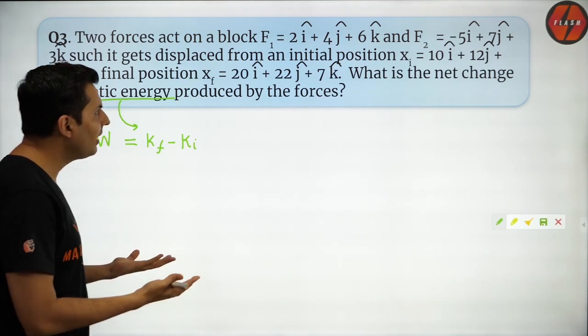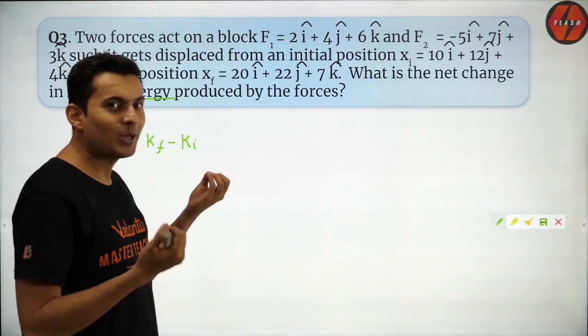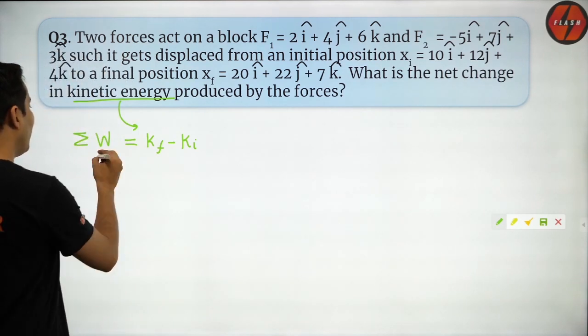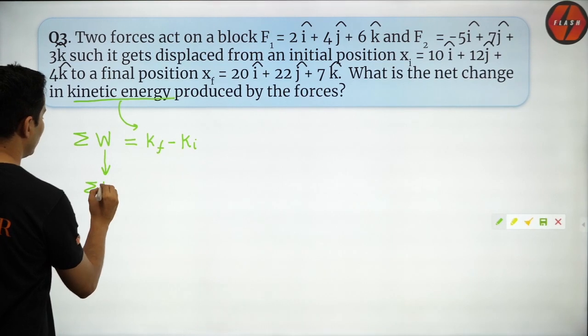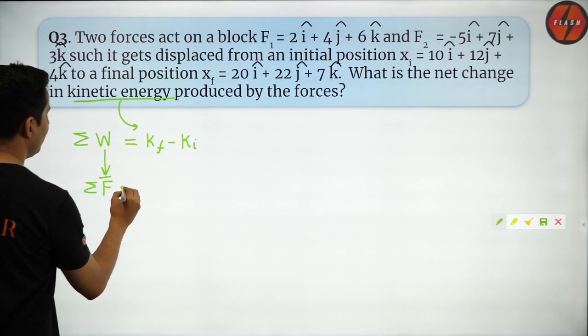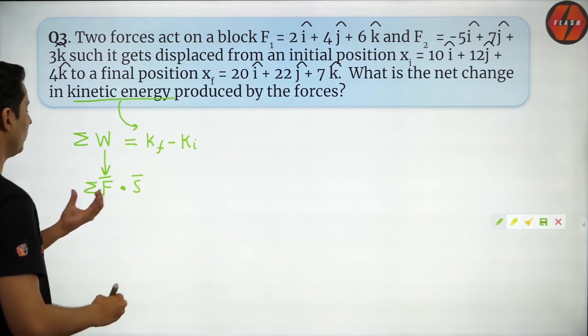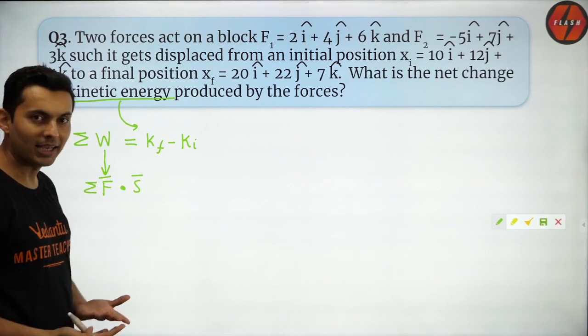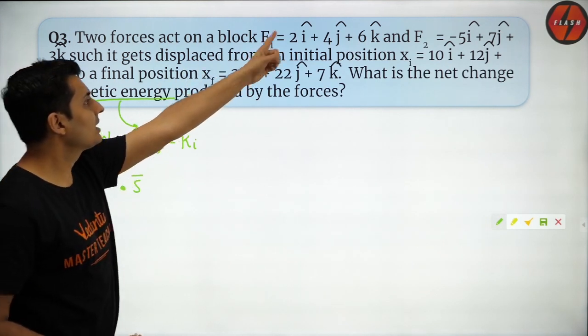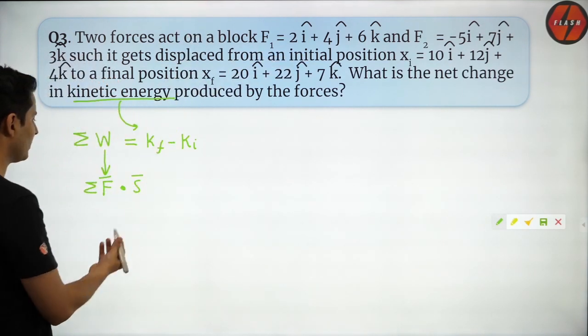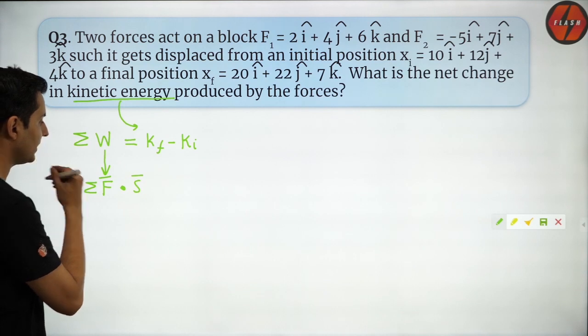So what do we have to find? You just have to find what is the total work done. And how do you find the total work done? Very simple. Just find what is the total force, and then just take the dot product with the displacement. Okay, so I need to find the net force. How do I find the net force? Just add all the forces. That's okay. But how do I find the displacement?